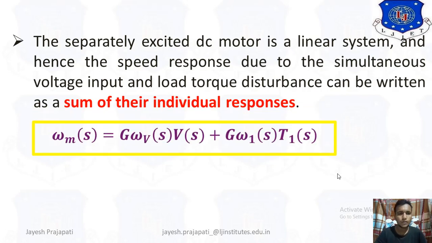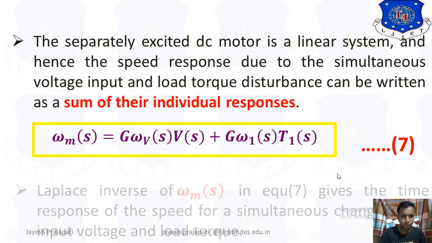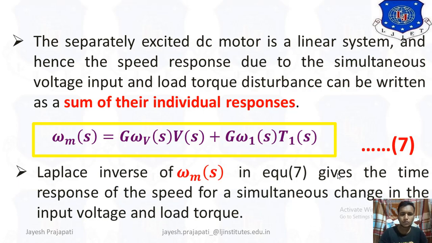So we can say that omega m of s is equal to G omega V of s into V of s plus G omega T_L of s into T_L of s. That is equation number 7. Now the Laplace inverse of omega m of s in equation number 7 gives the time response of the speed for simultaneous change in input voltage and load torque.